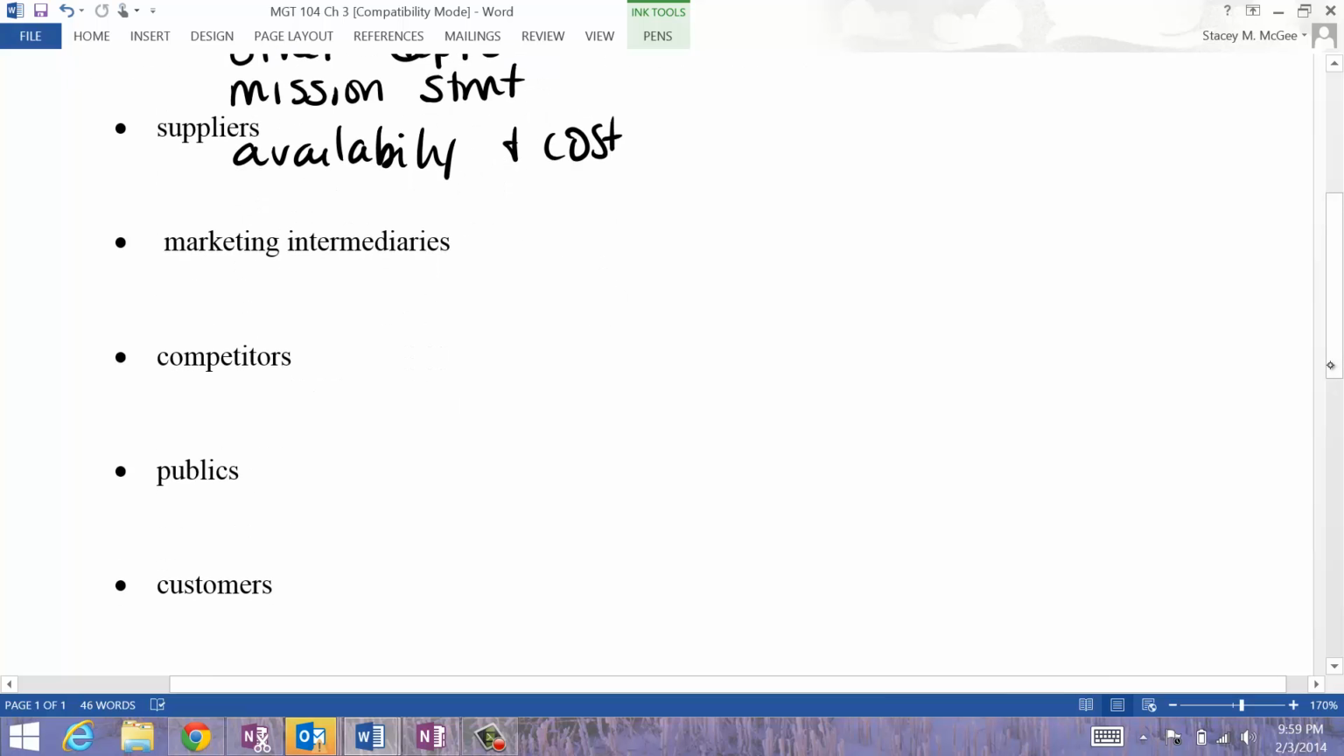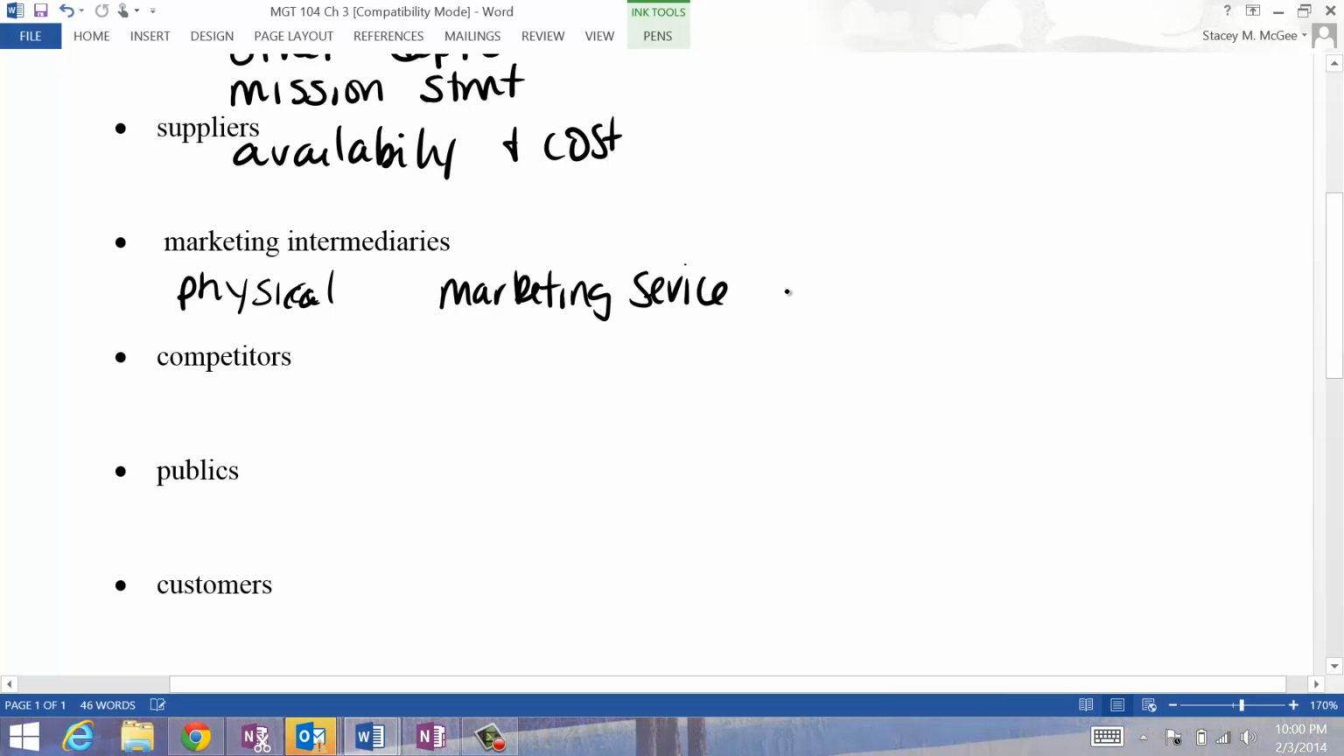Marketing intermediaries are anybody that helps us promote, sell, or distribute our product. And we have three areas here. We have physical distribution. So these are the distributors that help us, wholesalers or distributors. It could be FedEx, it could be a shipping company, it could be anybody that wholesales. We also have marketing services. This would be an ad company or media things or marketing research, anything like that.